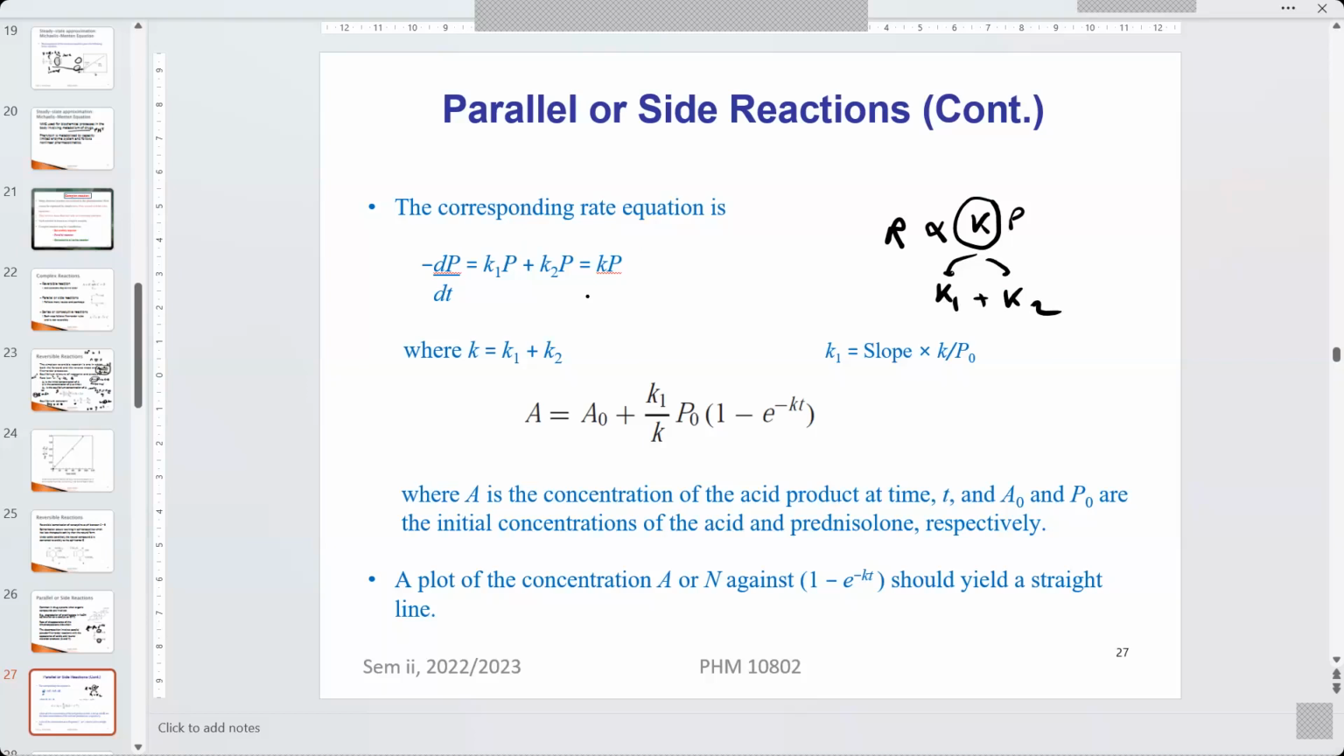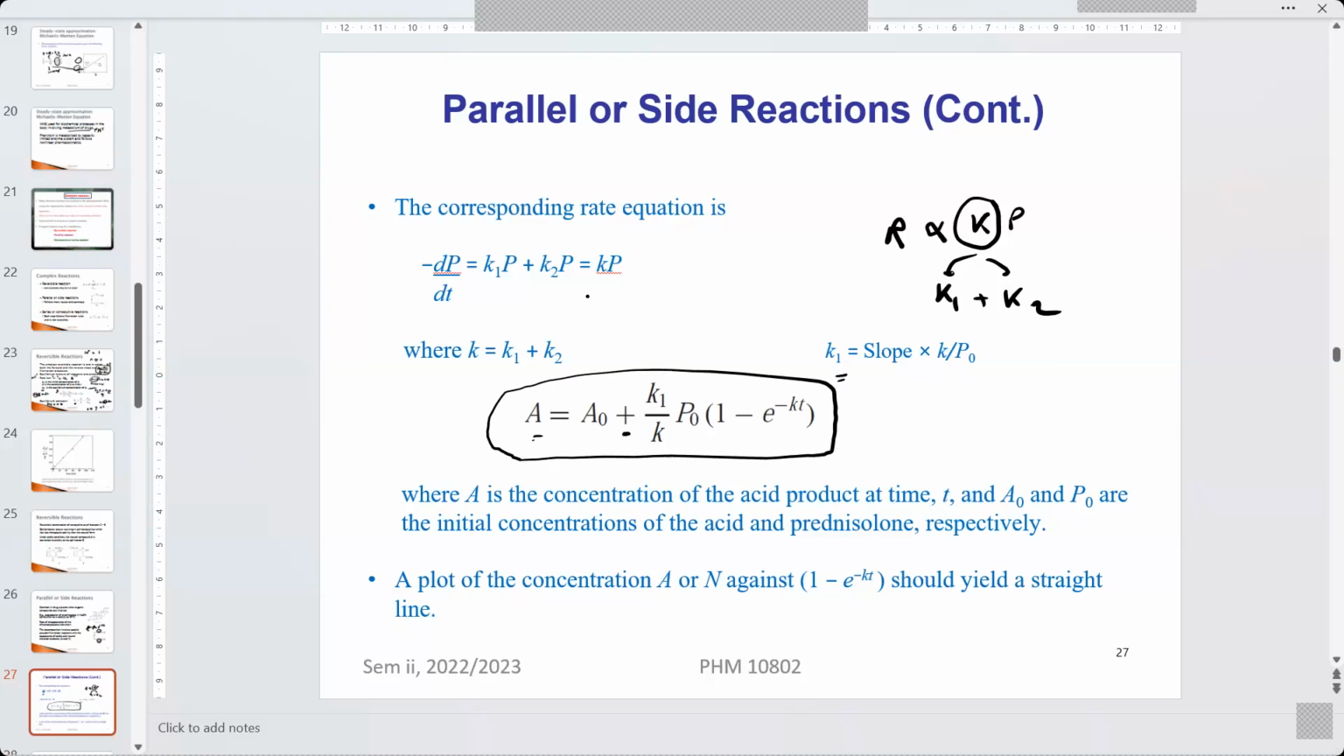And here, if you want to calculate K1 alone, K2 alone, then you have different equations. K1 is the slope times K, not the slope only, it's the slope times K divided by P naught, and same for K2. And the equation to give the change in the amount of one of the products with time is that, of course, here it is plus because the amount increases with time. This is a product, not reactant. Okay, so it's not minus, it is plus.